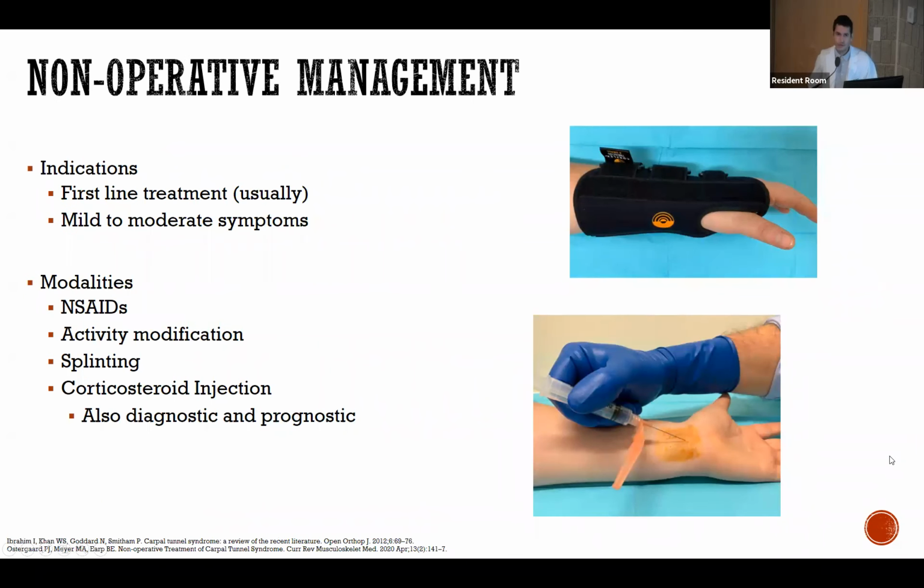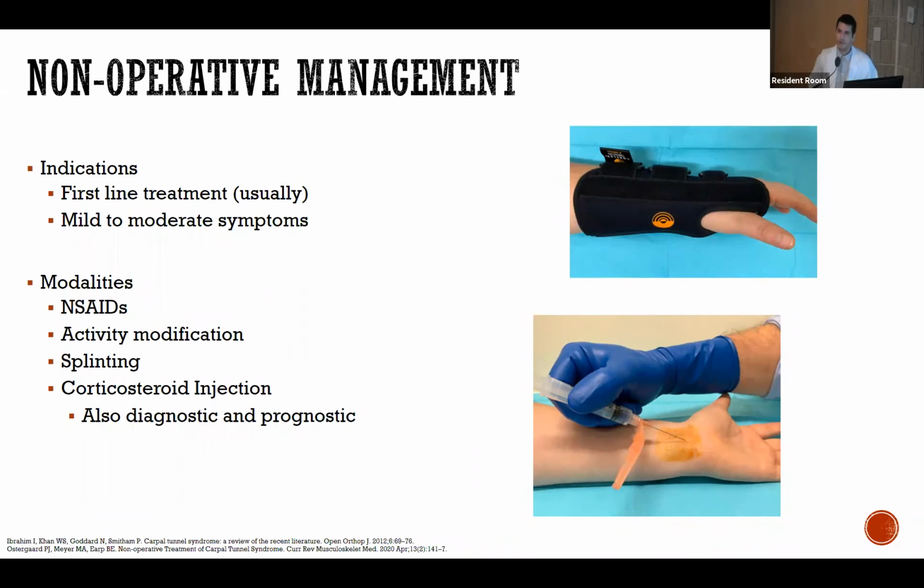So just to start off on non-operative management, this is typically what's used first in patients who present with carpal tunnel syndrome. And you have a few different options like NSAIDs and educating patients about activity modification. One important thing to note with splinting is that it's really only been shown to improve symptoms in patients who initially present with nighttime symptoms. As I explained earlier, it's because of that flexion at night. So if patients aren't really presenting with nighttime symptoms, it tends not to help as much.